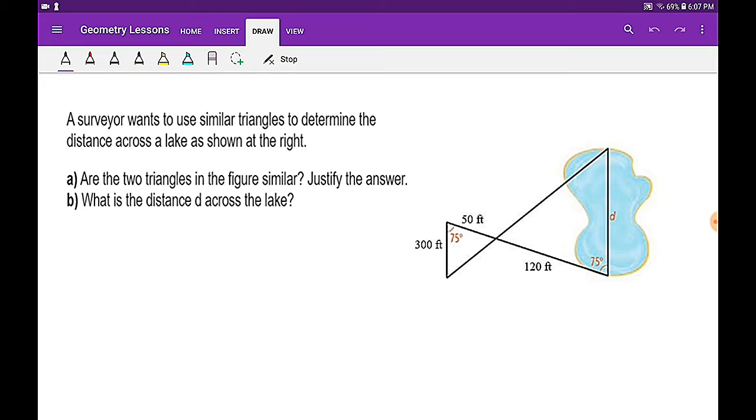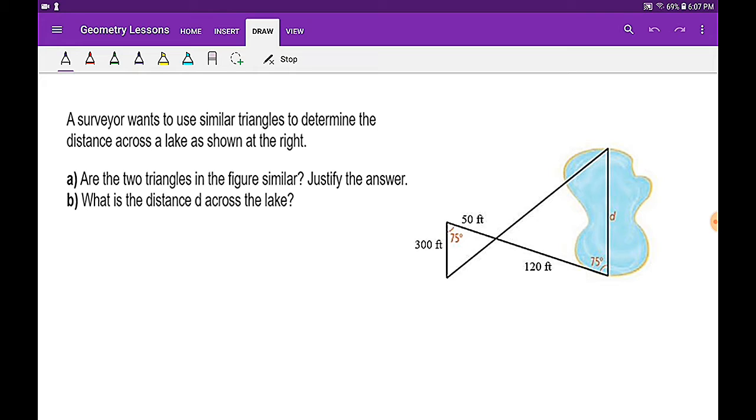And then on the bigger triangle, we have a side that measures 120 feet, an unknown side. And then also we have a pair of angles that are congruent.